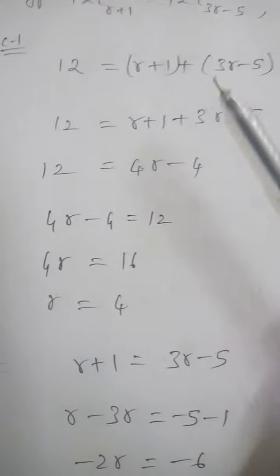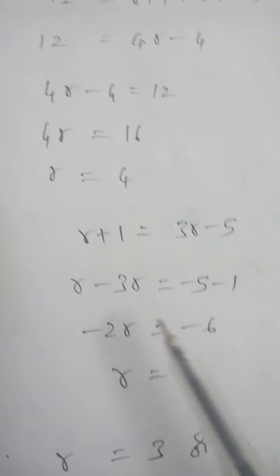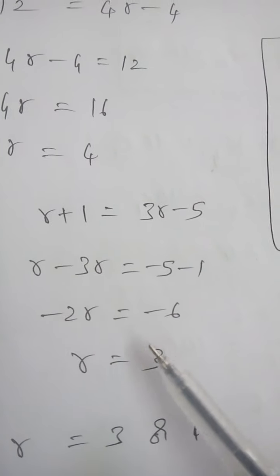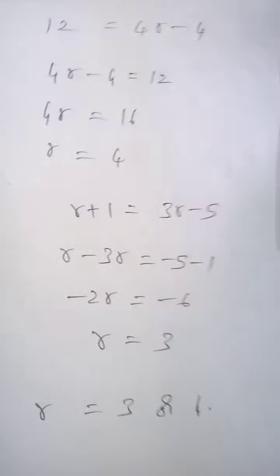Another condition is r is equal to s. That is r plus 1 is equal to 3r minus 5. So r minus 3r is equal to minus 5 minus 1, minus 2r is equal to minus 6, r is equal to 3. Therefore r is 3 or 4.